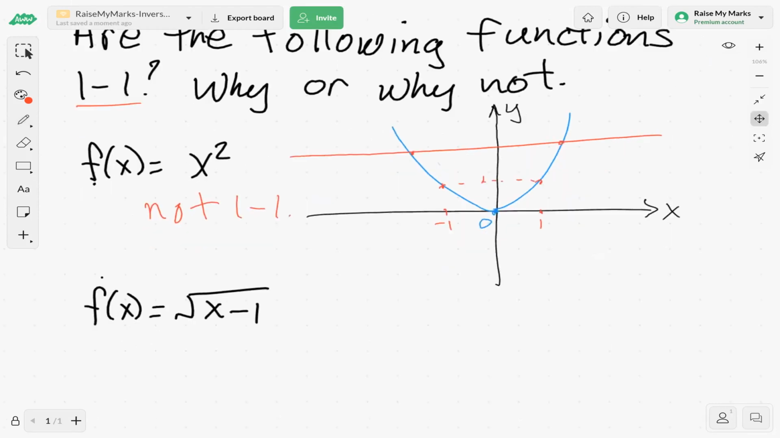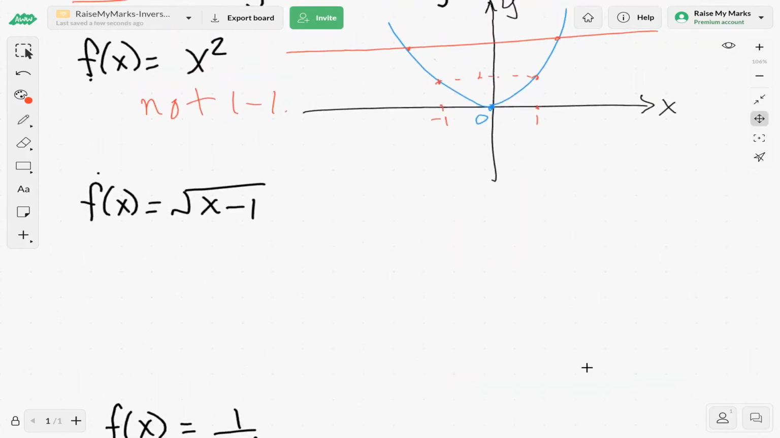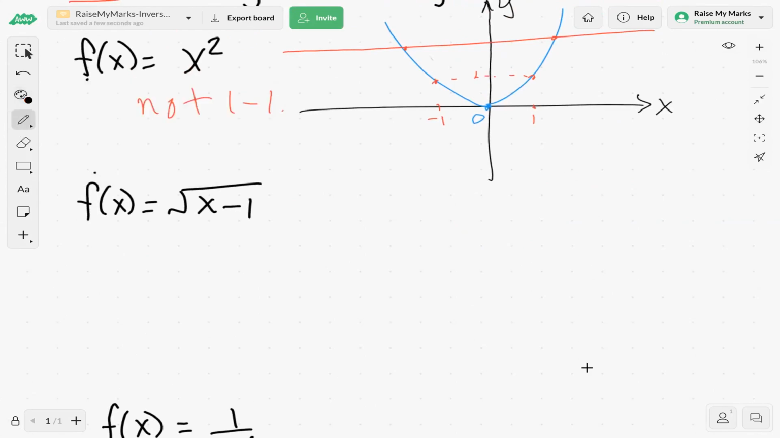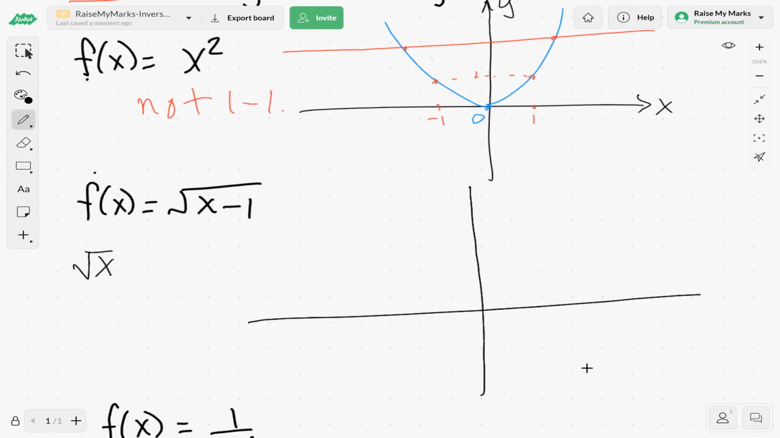Okay, let's look at our next function. So here we have f of x equals the square root of x minus 1. So again, let's graph our function. In this case, our function is a transformation of a parent function. The parent function in this case is the square root of x. So what does the square root of x look like? It looks like this. However, our transformation is 1 unit to the right. So let's do that.